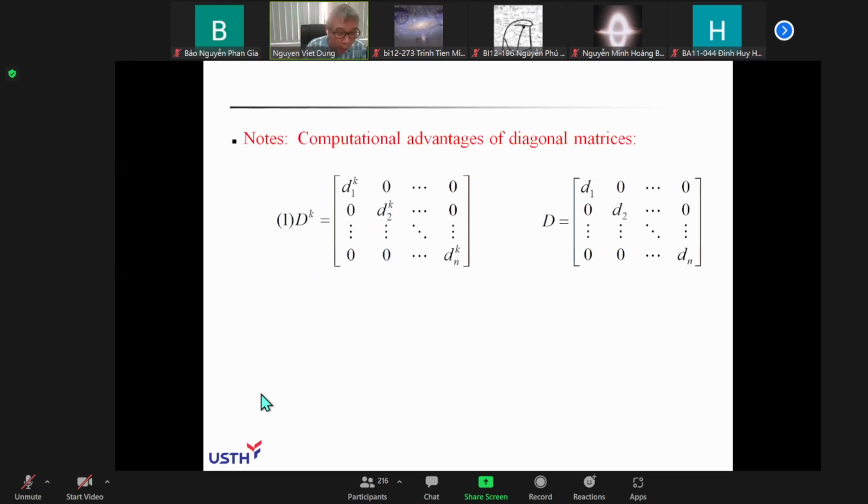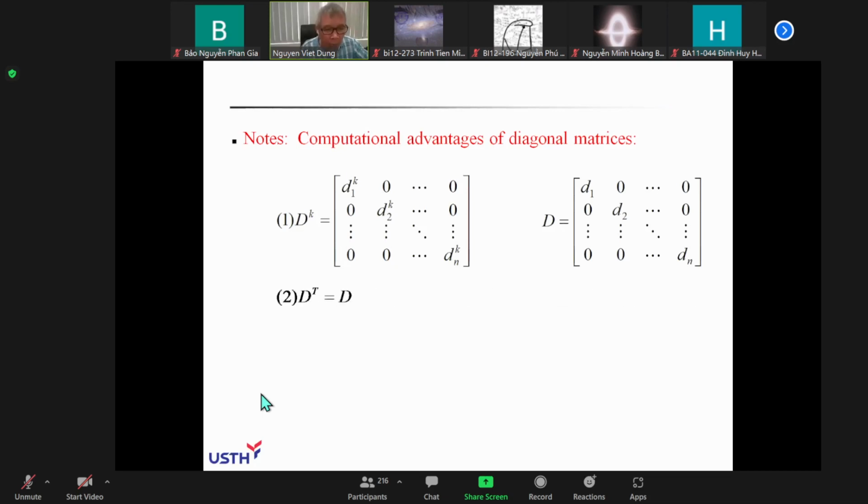Now, before finishing lecture number 6, I will tell you what the advantage of a diagonal matrix is. Suppose that D is a diagonal matrix like that. Then it's very easy for you to verify that D to the power K will again be a diagonal matrix, whose entries will be D1 to the power K, D2 to the power K, and Dn to the power K. You can try it first with K equal 2, and then continue with K equal 3, and so on, and you will see it is very easy.